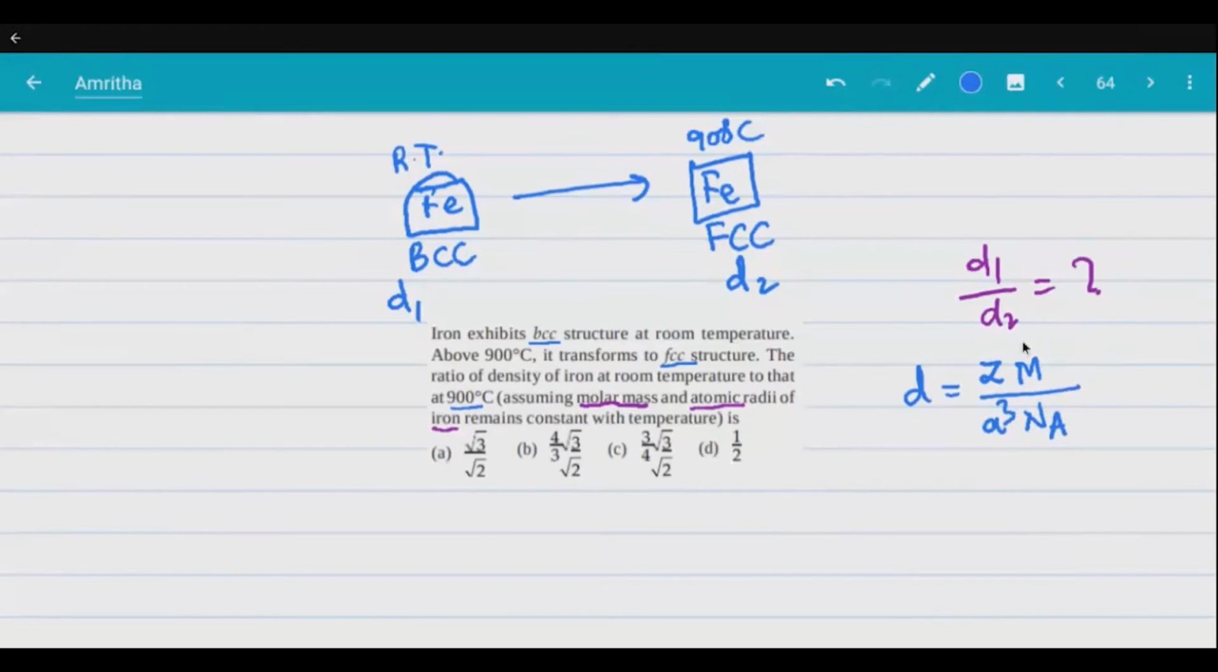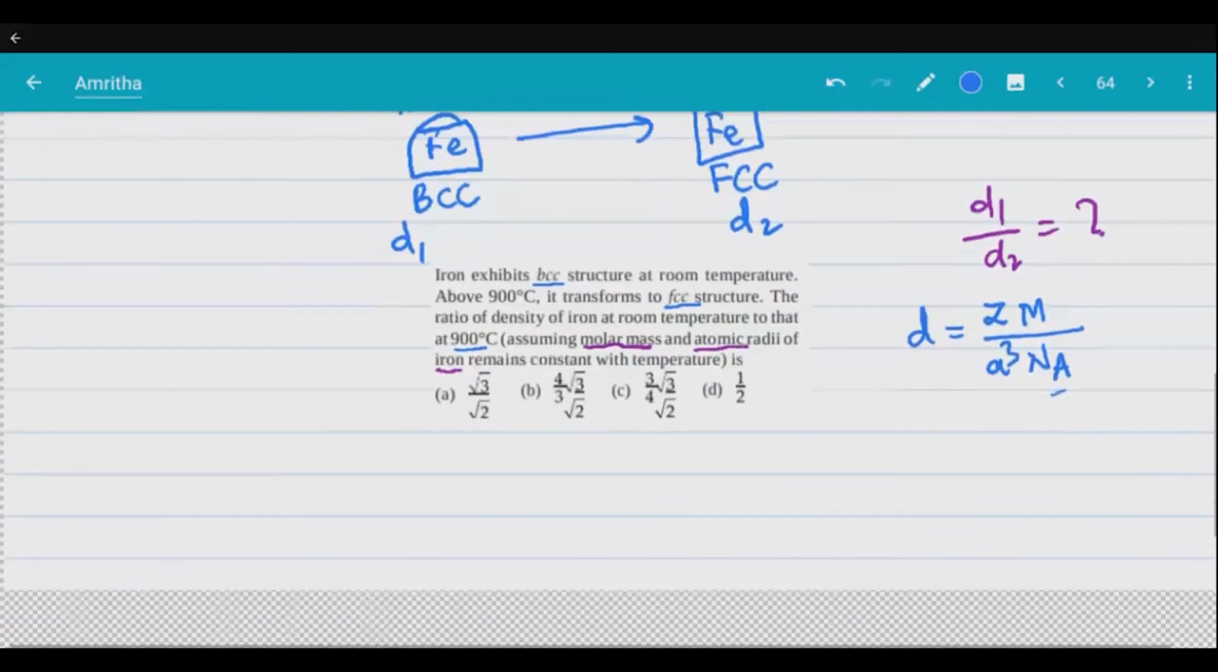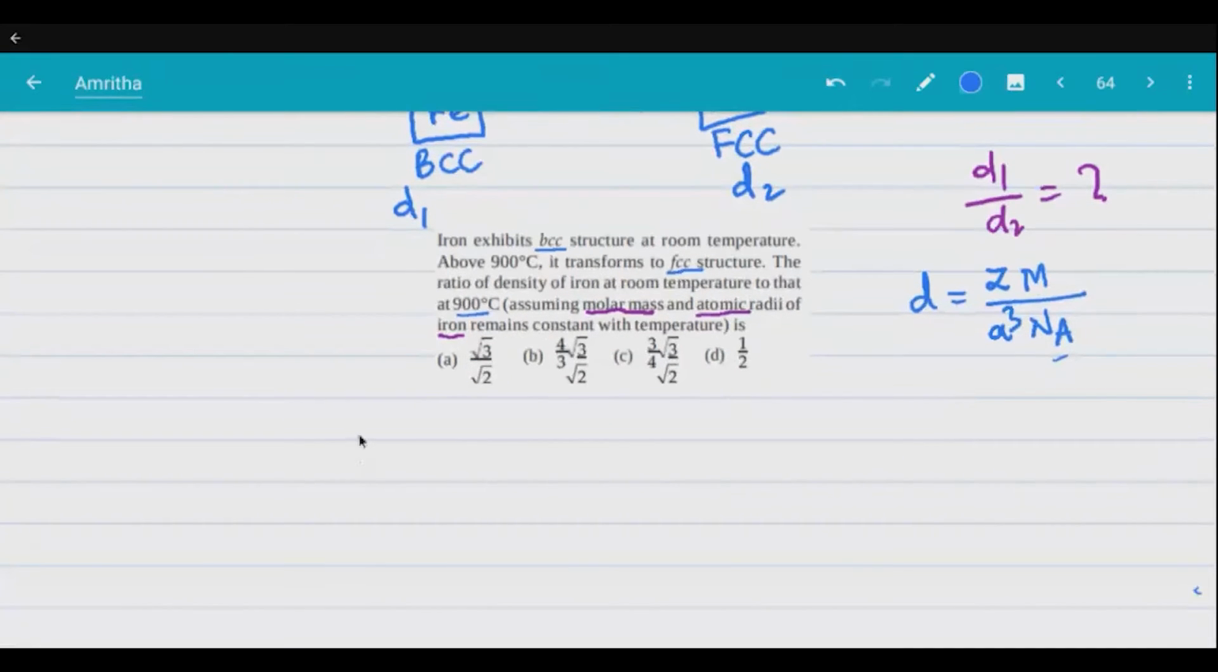See, look at this carefully. M is molar mass. Na, Avogadro number. So what I did is total mass by volume. A cube is volume, right? So instead of simple mass of one molecule, what I did, I'm writing molar mass and multiplying with Na. Okay, fine. This is D, density. So density D1 is equal to how much?